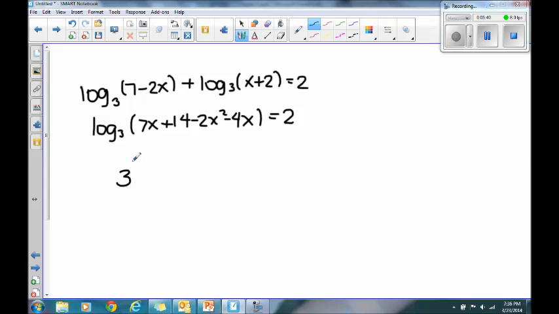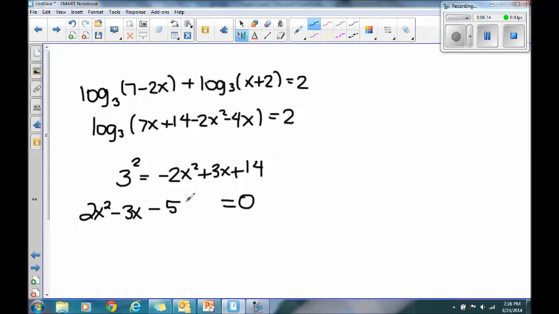So in this problem, the base is 3. I know 3 to the second has to be equal to this stuff inside, which I'm going to go ahead and rearrange and combine like terms. Negative 2x squared plus 3x plus 14. Now if I'm going to factor this, I need to get a 0 on one side. I like my x squared terms to be positive, so I'll add the 2x squared over. I'm going to subtract the 3x, and I'm going to subtract 14. So 9 minus 14 is negative 5.